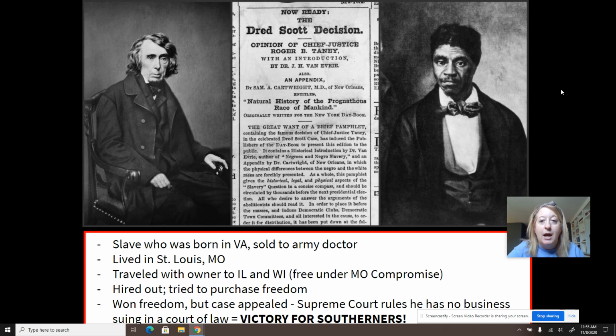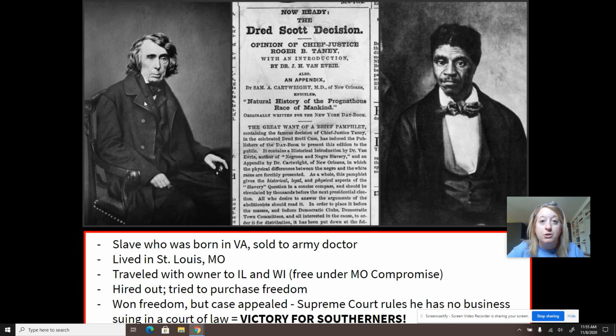And so Dred Scott, over the years, was hired out to other slave owners, but believed that he potentially had a case to argue for his freedom, which he had tried to purchase multiple times before, on the fact that he had lived in a free territory for a period of time. He actually did win in the lower courts, but the case was appealed and made its way all the way to the U.S. Supreme Court.